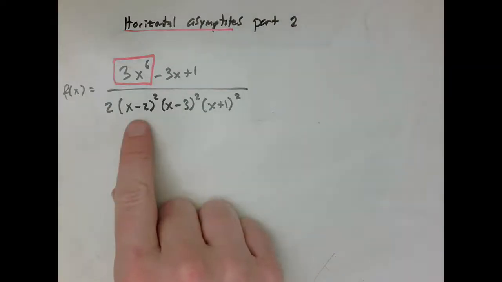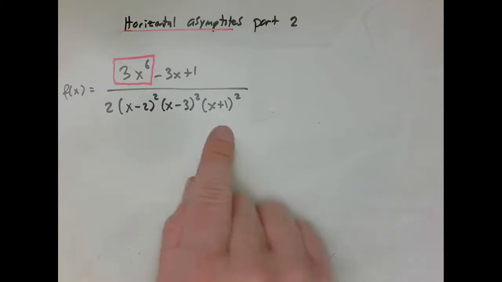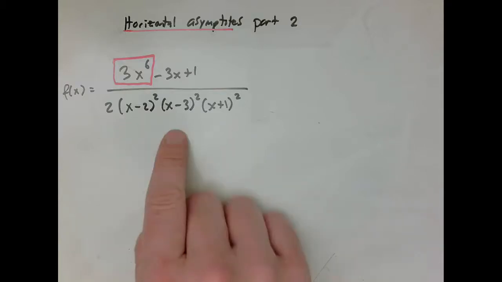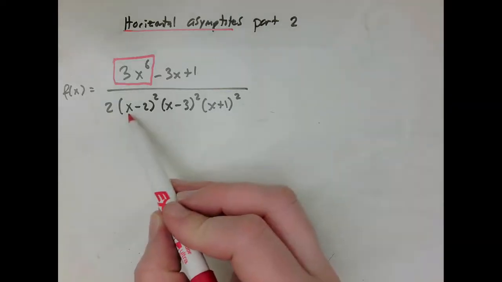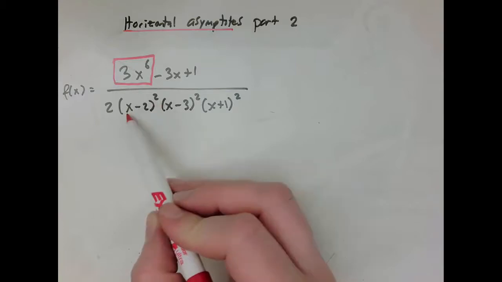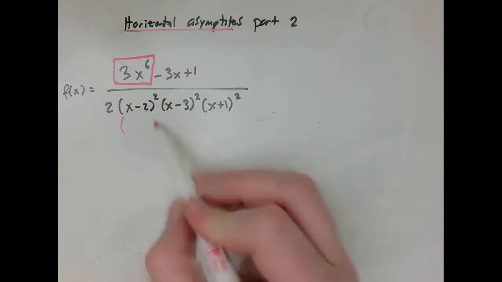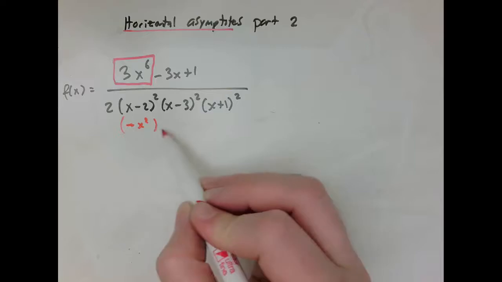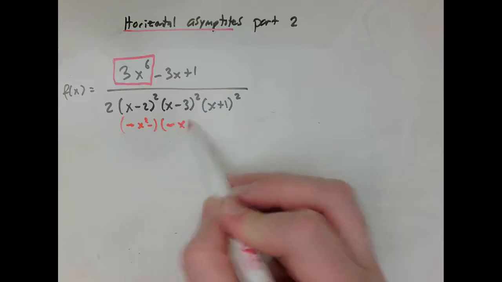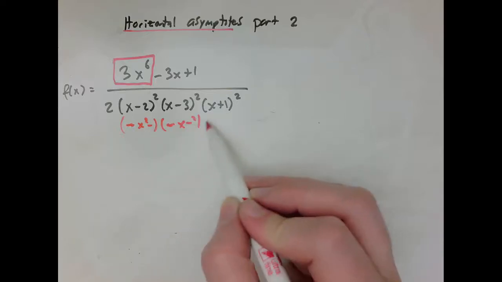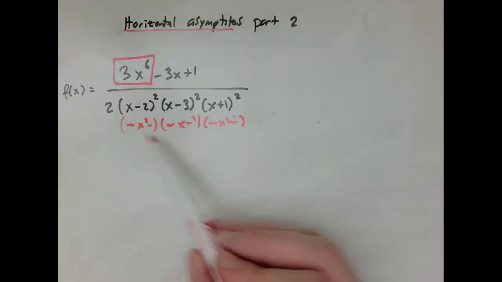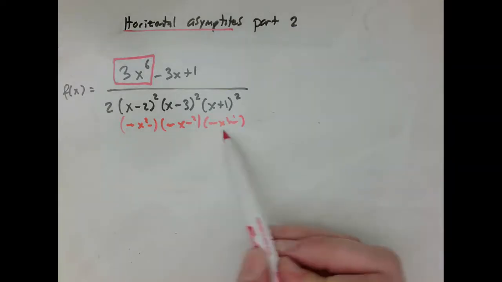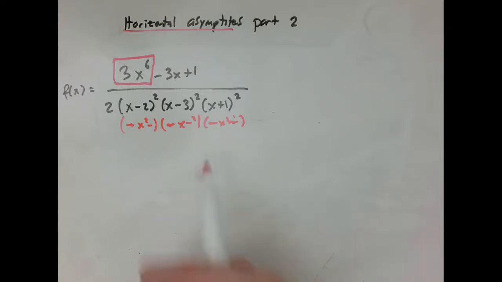In the denominator, you of course could square each of these things and multiply this whole thing out, and you'd have a 6th degree polynomial. How do I know it's a 6th degree polynomial? Because here the highest power of x is 2, because I'm squaring it. So this is going to produce something with an x squared in it. This thing is also going to produce something with an x squared in it. This thing is also going to produce something with an x squared in it. When I multiply all those together, I'm going to have x squared times x squared times x squared, which is an x to the 6th.